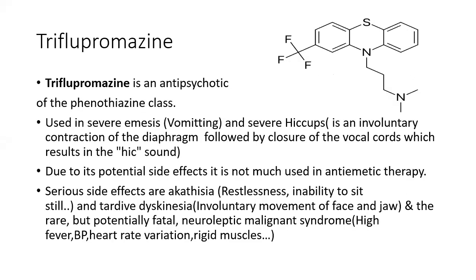Now the next drug is triflupromazine. So you can see here. So there is a trifluoromethyl group which is present. This is a trifluoromethyl, CF3. Okay. So it is an antipsychotic. It is a phenothiazine derivative. It is mainly used in severe emesis. Emesis is nothing but vomiting. Okay. And severe hiccups. So hiccups already we have seen.